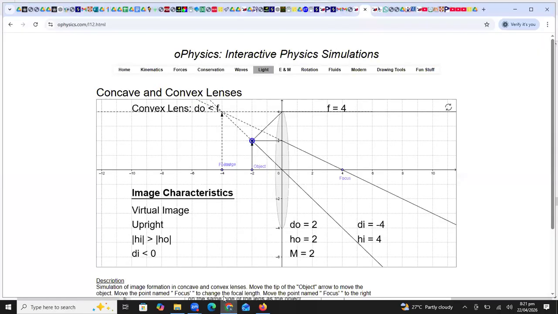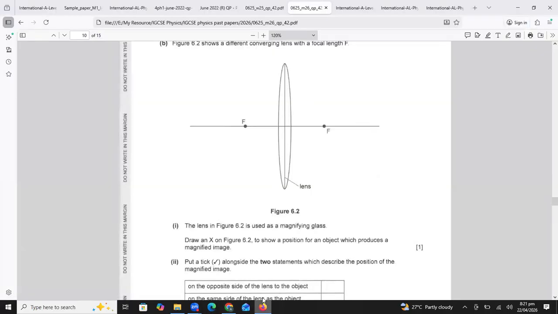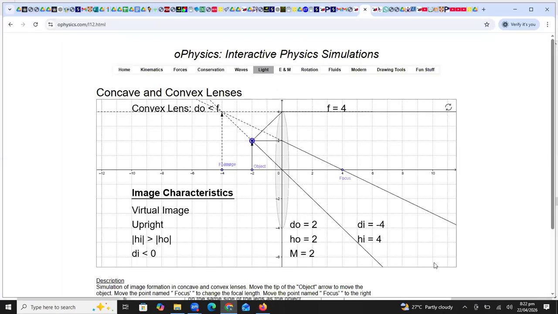So the last diagram which I showed you is the case of a magnifying glass, where the object is placed very close to the lens, in between the focal point and optical center. When the object is placed between the focal point and optical center, the image will be formed at the same side. So this is the case of a magnifying glass. All right. So now what they are saying: draw an X on figure 6.2 to show a position of an object which produces a magnified image. Magnified image. So now students, you can see to produce the magnified image we have to use this setup in a magnifying glass. So this is the only condition.